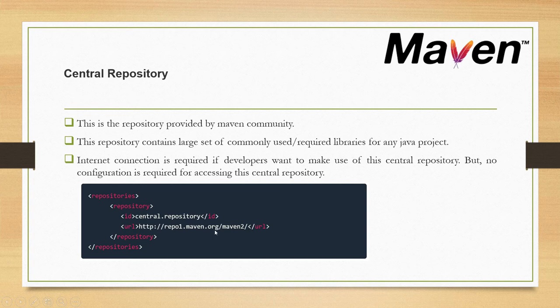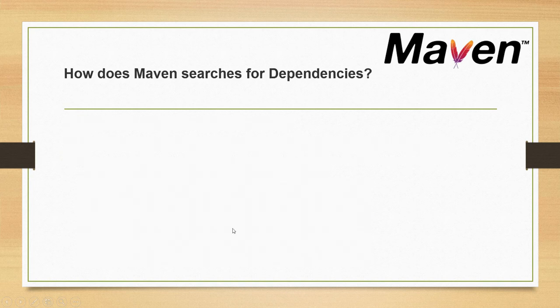This repository you can query on your browser. Make sure that you have an internet connection, and you can see all the required libraries and plugins are available at this location. Now, one very important question is: how does Maven search for dependencies, right?